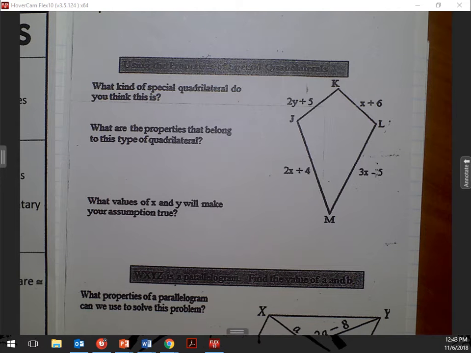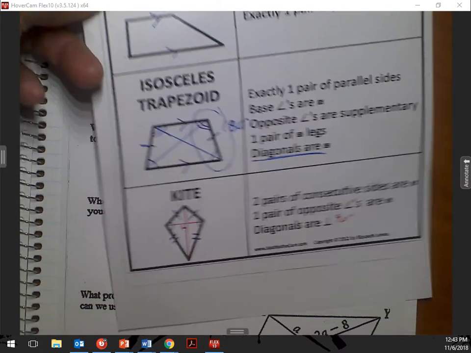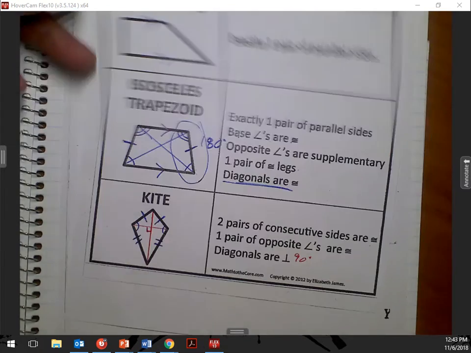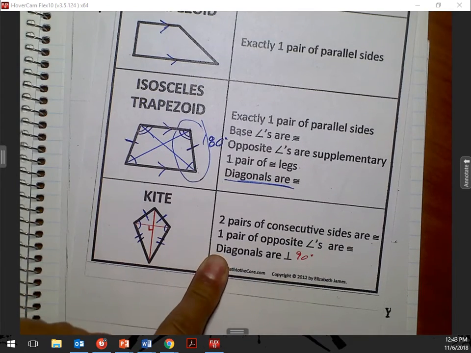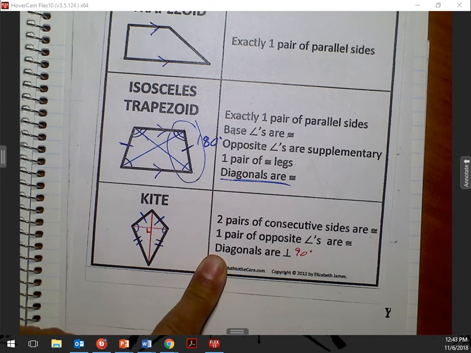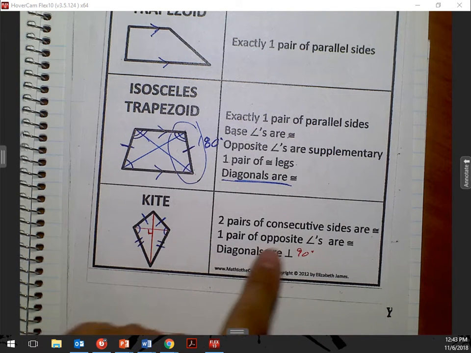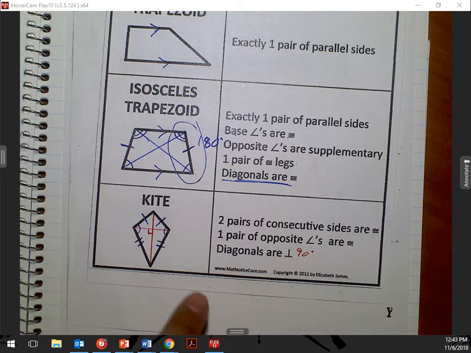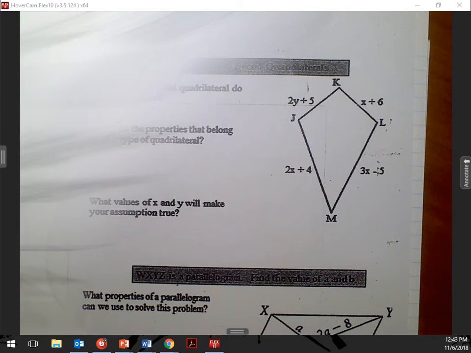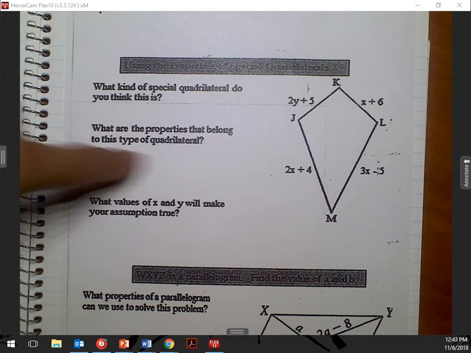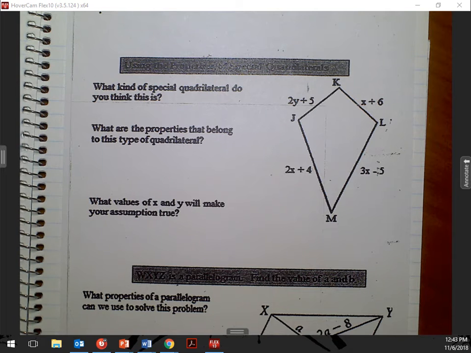What properties belong to this quadrilateral? Basically all these things, right? What page does that one go on? So it's going to be this one right here, right? 57. This is still 57. So this one's going to go on top of this one. So these are all the things you guys are going to be using right now, right? Okay. What values of x and y will make your assumption true?